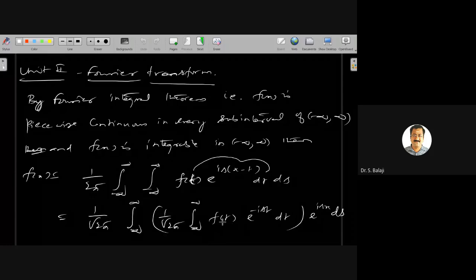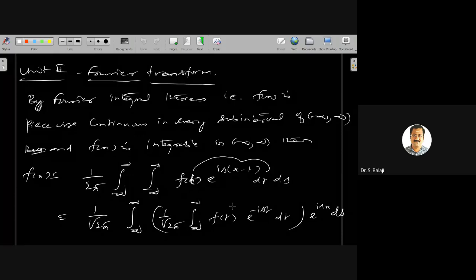Therefore, after integration, if you apply t from minus infinity to infinity, the result will be a function of s only, because s only remains here and t takes the limits. Therefore, the result will be a function of s. This part is called the Fourier transform of the given function f.